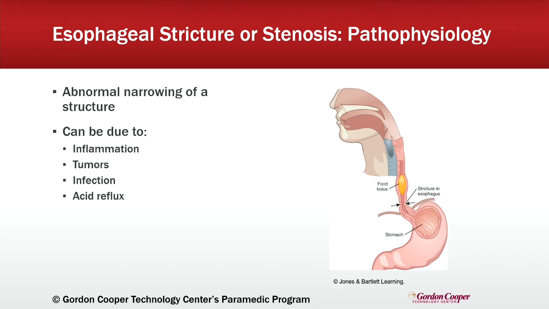Esophageal stricture and stenosis is when the passage of the esophagus becomes abnormally narrow. The esophagus can narrow due to a few reasons, like inflammation, maybe a tumor, could be an infection. Acid reflux that causes inflammation may result in a narrowing or a stenosis. As the esophagus narrows, swallowing becomes harder, and this usually happens in the lower part of the esophagus, and it's actually more common in men.